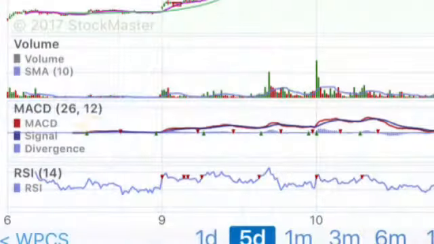Now if we go below that, where it says MACD, I have 26, 12, you guys.